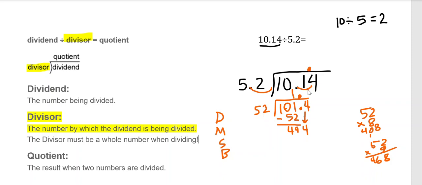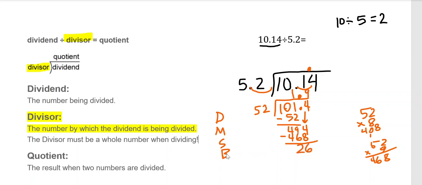It goes 9 times. The 9 goes above the 4 because that's the last digit I was using with the 494. The 9 goes right above that. And then I multiply 52 times 9. That gives me 468. And then I subtract 468 from 494. And that gives me 26.